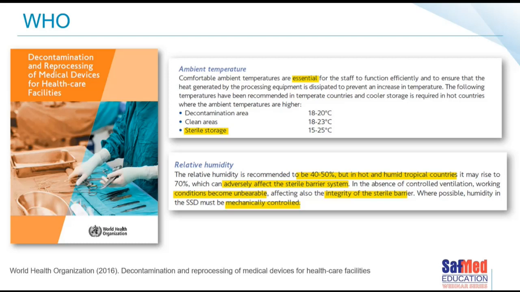The following temperatures have been recommended in temperate climates, and cooler storage is required in hot countries where the ambient temperatures are even higher. Here, the World Health Organization says the sterile storage area should be between 15 and 25 degrees, and as we saw in the South African guidelines, 21 degrees is the max that they suggest, and I guess that is based on the South African setting and what we know to be temperatures common to our country.